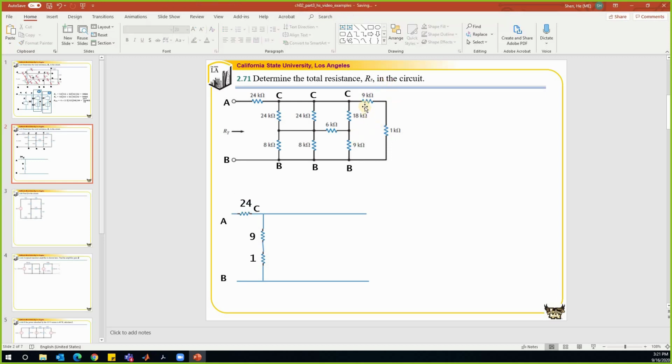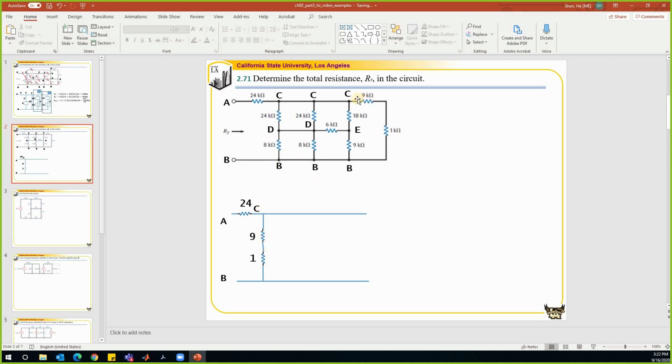Are there any other branches between C and B? No. So this is why we need to define a new node. Let's call this new node D. If we define this node as D, this will be our node D, because these two nodes are connected by one wire. That is one node. And over here, this is a new node, so let's call that node E. So this is how we label the nodes. We label them according to whether they are new nodes or not.